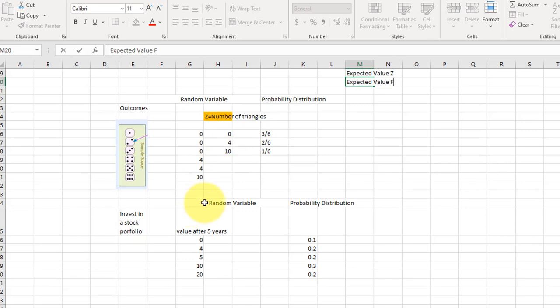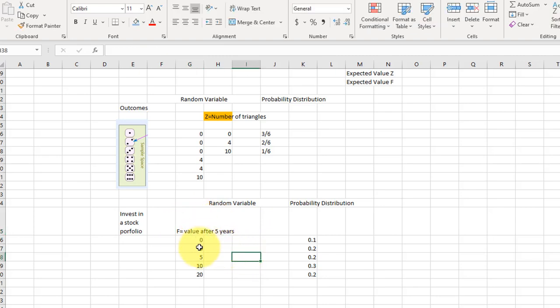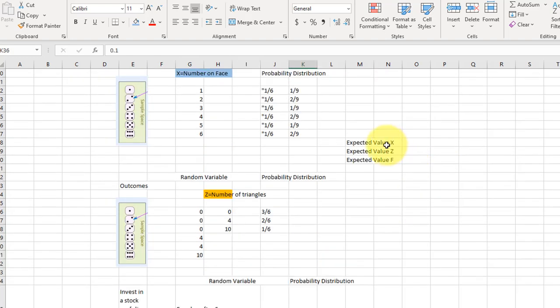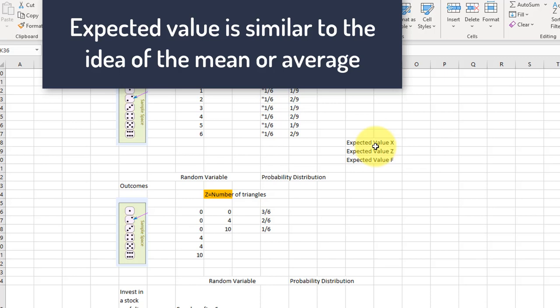I'm going to call this random variable future value. Whatever, I'm going to call it f. So the f can take on these values, and these are the probabilities associated with it. Now I want to talk about this expected value. Expected value is sort of like the word mean. We use the word mean many times, like the average, right? So expected value is sort of like that.